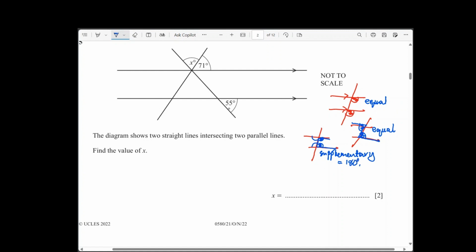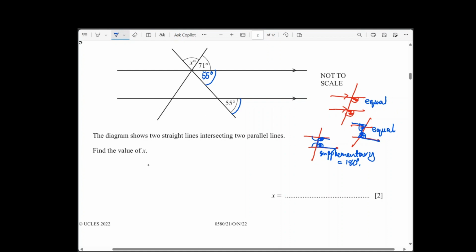Right now, let's have a look at this. We are given 55 degrees there. Clearly, that angle will also be equal to 55 degrees. I would label it on my diagram to show the examiner that you know which of these angles will be equal to 55.